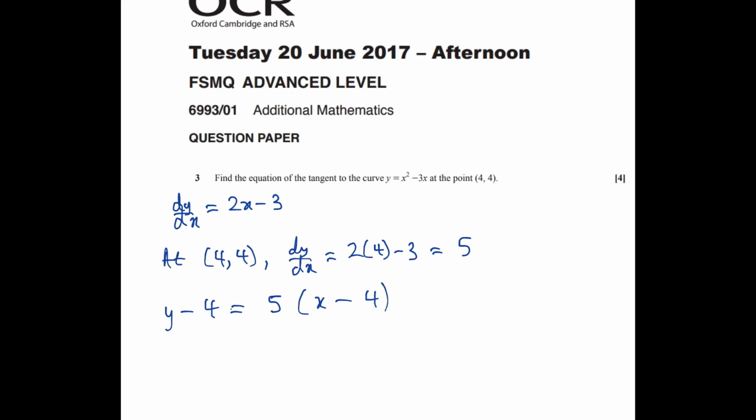So at 4, 4, our gradient will be 2 lots of 4 minus 3, that's 5. So we need the equation, so I'm going to write y minus y1, which is 4, equals our gradient m, which is 5, into x minus x1, which is also 4. Rearrange that to get y equals 5x minus 16. That's it.